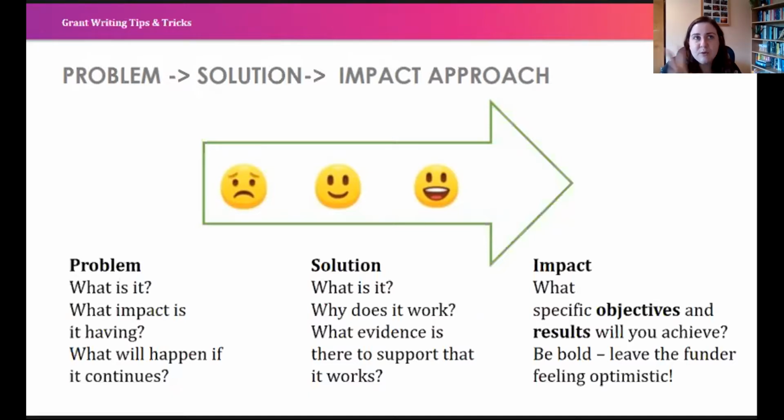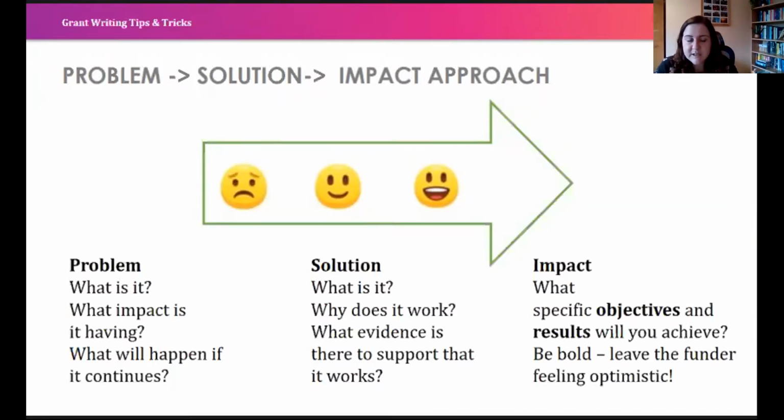So if you use that approach when designing your project idea, and then communicate it in the project application itself, the idea is that the funder, the evaluator, is brought through a bit of a journey. You want to not depress them, but certainly communicate the gravity of the problem that you're facing, and don't take it as a given that they understand that problem.